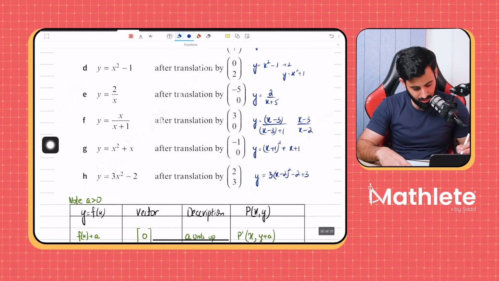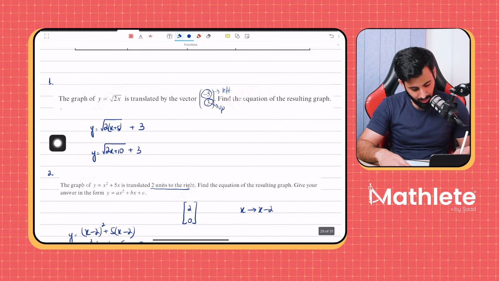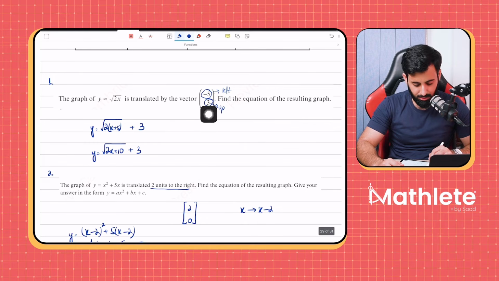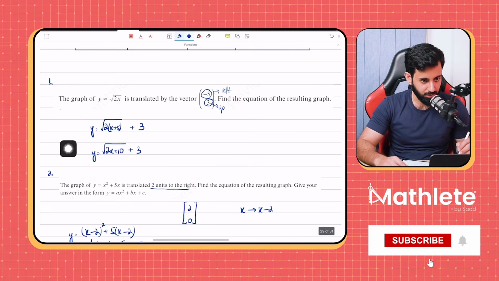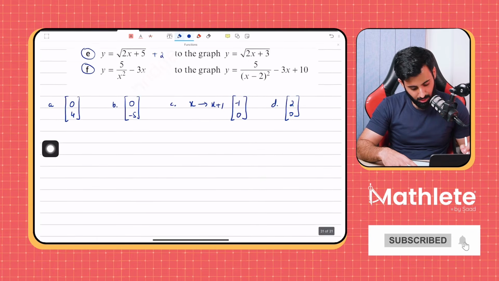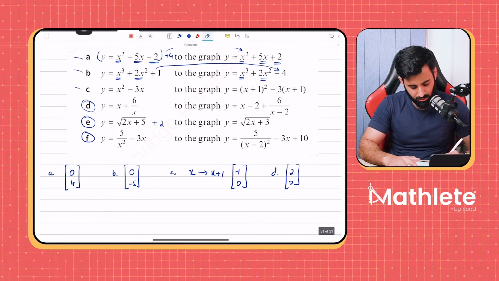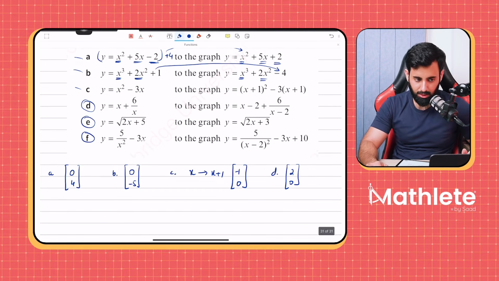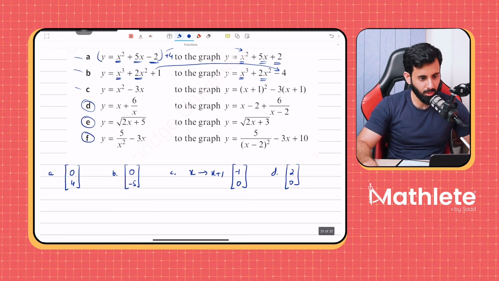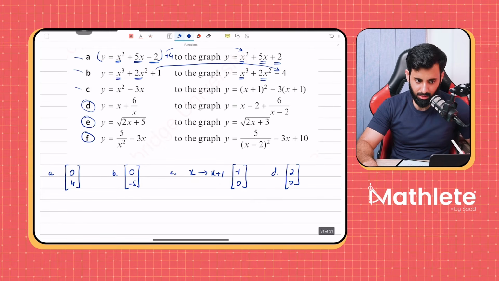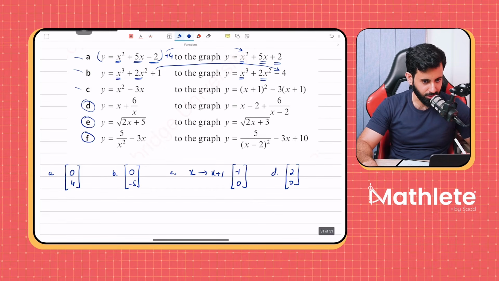Like for example, over here, the 3 remained as it is. You can't bring this 3 inside the square root. It doesn't make sense. So you might want to rethink. 2, 0, all right. Why is that? Why is that? 4, 0. No, it's not 4, 0.